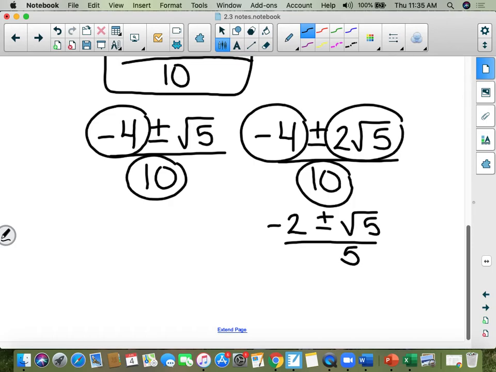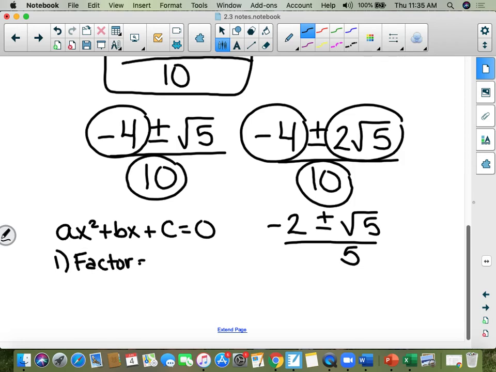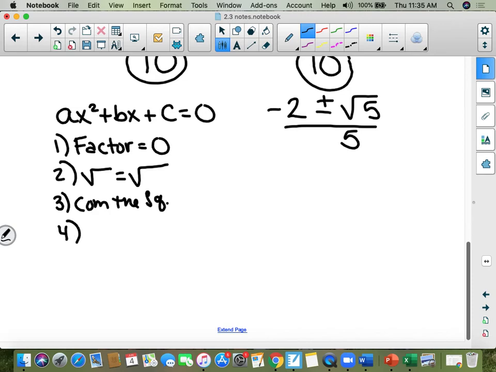So, to summarize what we learned. We learned what a quadratic equation was. We learned that when you factor, it must equal 0. We learned that you could square root both sides. That's another method. That's the fastest method. The third method is completing the square. That, I think, is the most difficult method. And the fourth method is the quadratic formula.